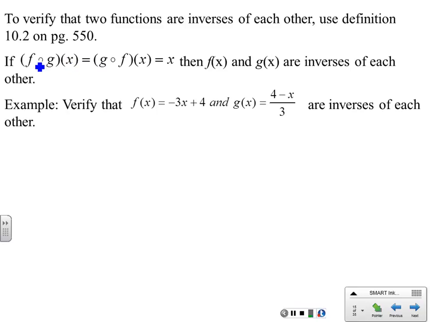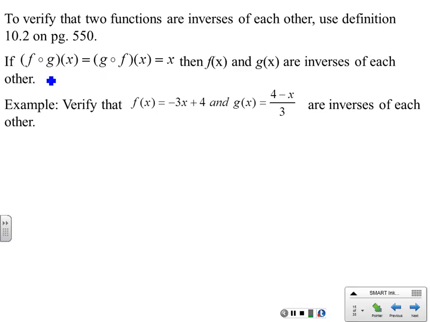If I do f composite g of x, and that is equal to g composite f of x, and both of those are equal to x. So what in the world? If you do f composite g of x, and you work it down and it's equal to x, good, you get a check mark. If you do g composite f of x and you work it down and you get an x, good, check mark. So now they're both equal to x, and therefore they are inverses of each other. The two functions are inverses of each other.